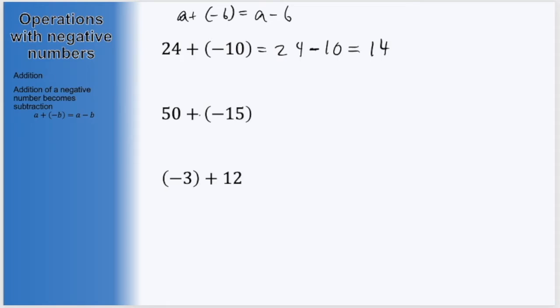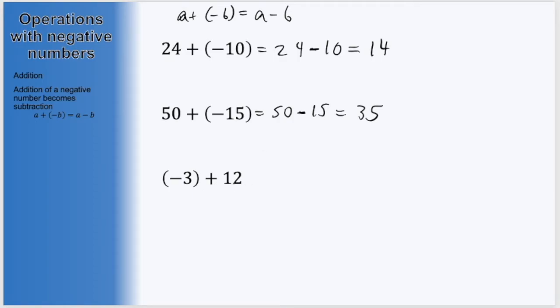Next up, consider 50 plus a negative 15. We'll do the same thing. Adding this negative 15 turns into 50 now minus 15. Subtracting 15 from 50 will end up giving us 35. So this is how we handle a positive plus a negative number, but what about the other way around? Taking a negative plus a positive.